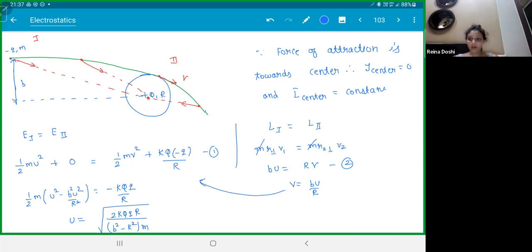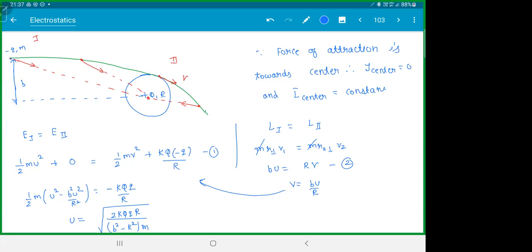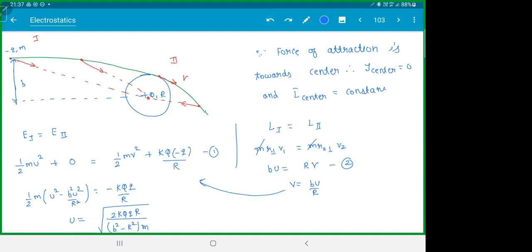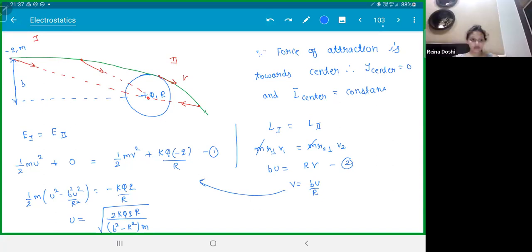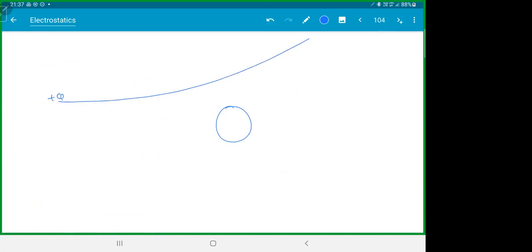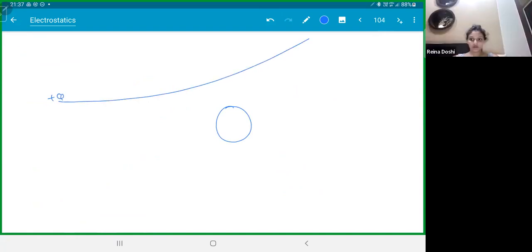Can you repeat the last part? I was just saying this is an important question, both in gravity and electrostatics. And instead of using a negative charge, if you use a positive charge, the path will look like this. Sir, that was the Rutherford gold foil experiment, right? Yes, alpha scattering.